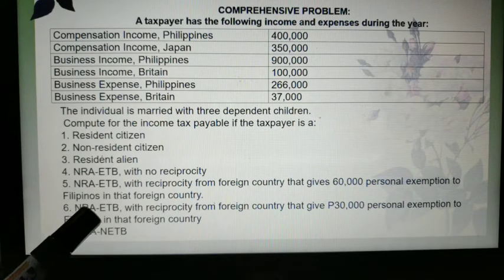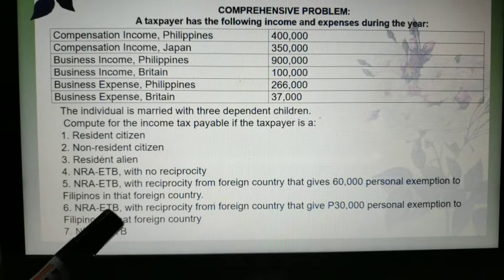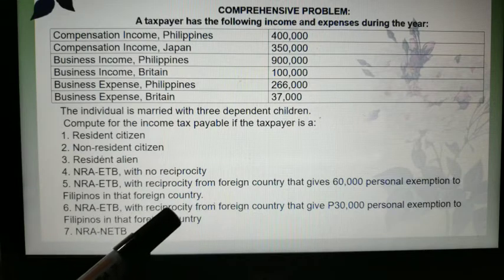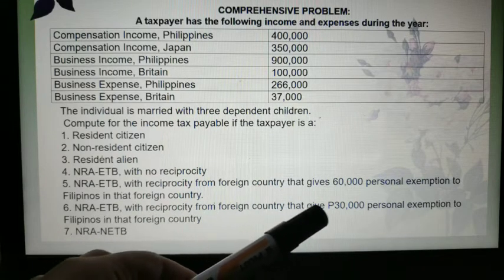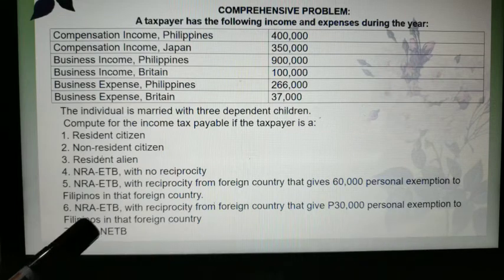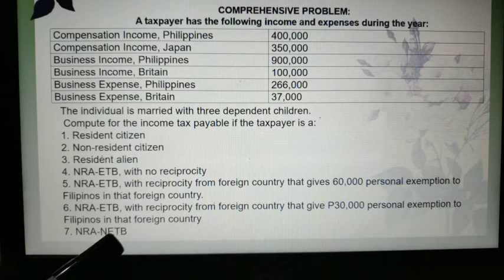Then non-resident alien engaged in trade in business with reciprocity from foreign country that gives 30,000 personal exemption to Filipinos in that foreign country, and non-resident alien not engaged in trade or business. So those are the types of individual we will compute, of how to come up with the income tax payable. So let us now proceed on solving, the first is the resident citizen.